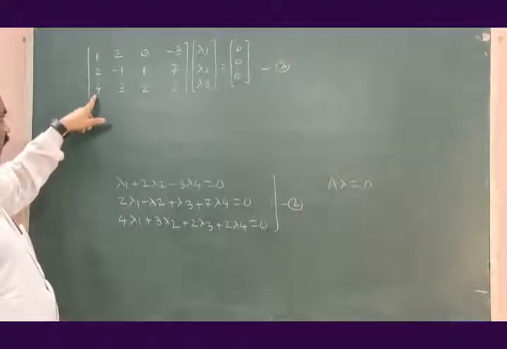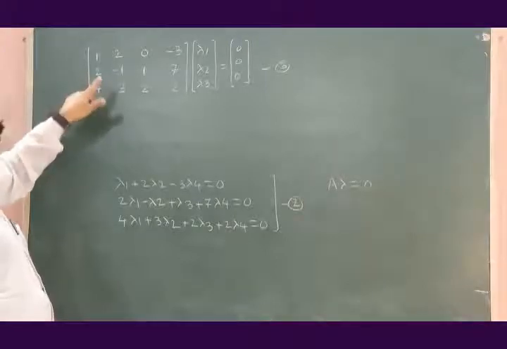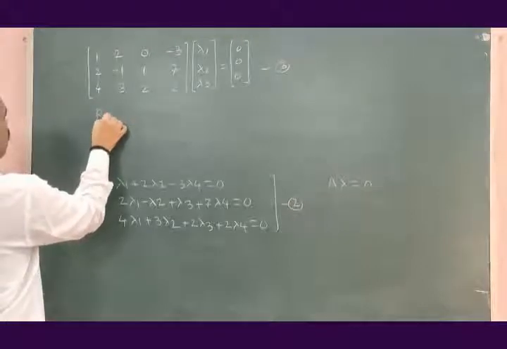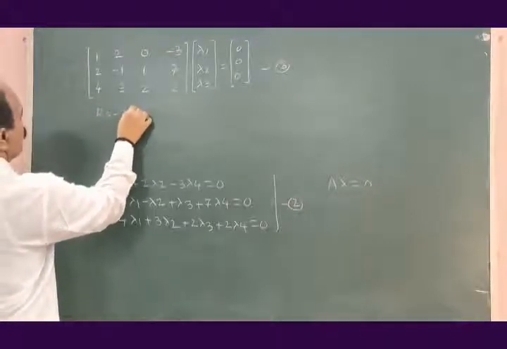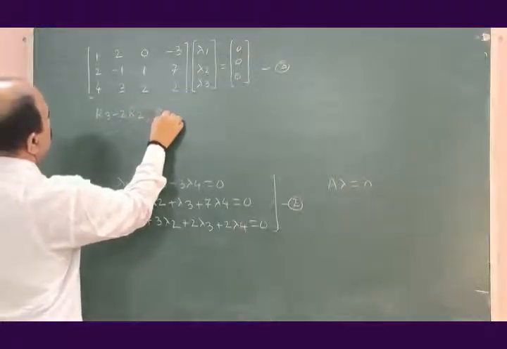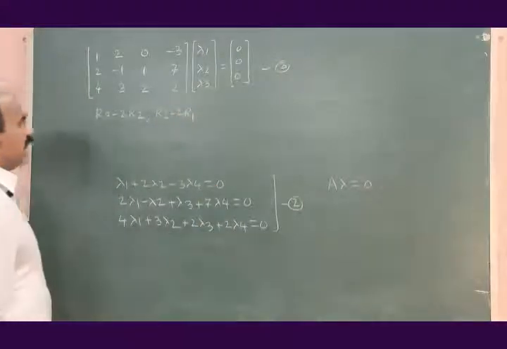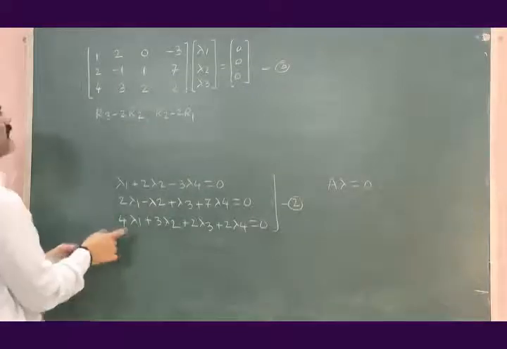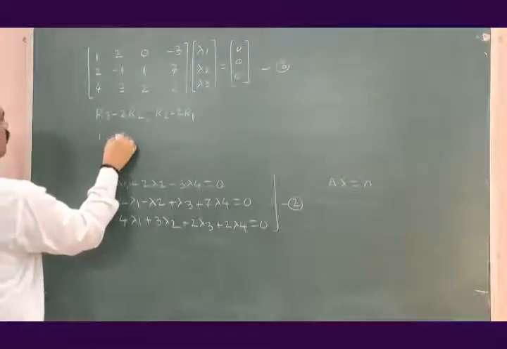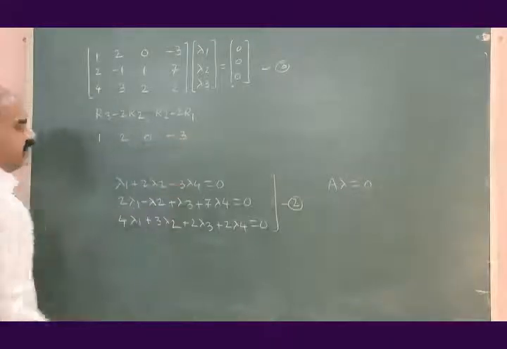First, let me make this element 0, this element 0. For this, what I have to do? R3 minus 2R2 and then R2 minus 2R1. If we apply these linear transformations, equation 3 will become 1, 2, 0, minus 3.